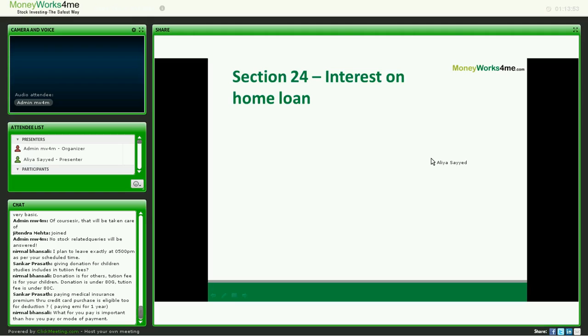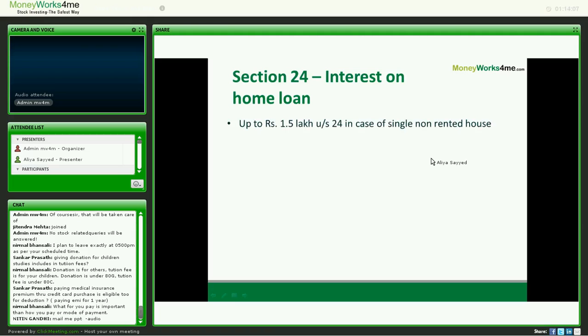Then let's move on to interest on home loan. There is a deduction of up to 1.5 lakh available under Section 24 if you have a self-occupied house. Basically, this means if you have bought just one house and taken one home loan, you can qualify for a deduction of up to 1.5 lakh on the interest amount paid. The principal repayment that we saw for home loans falls under the 80C category and comes under the 1 lakh limit, so that is not to be mixed with the interest paid. This deduction is specifically available on the interest for the home loan, which is up to 1.5 lakh.